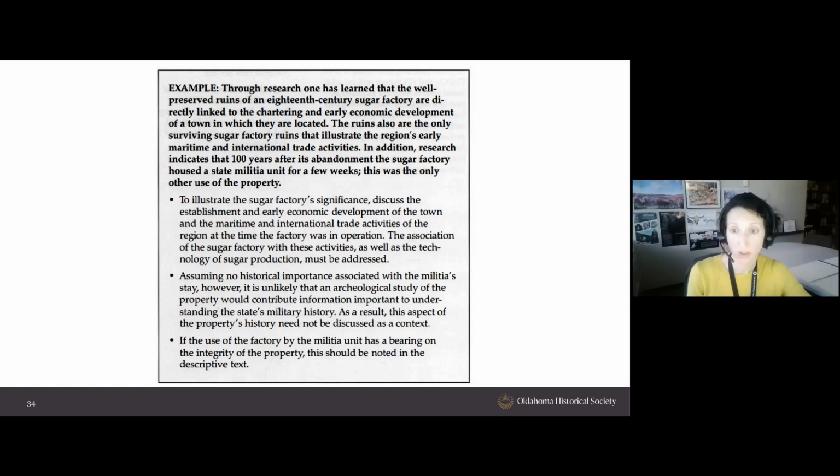However, assuming no other historical association with this militia stay, the Park Service tells us it's unlikely that an archaeological survey of this property is going to give us significant information relating to the state's military history. So we will not need to discuss a historic context of this militia in association with the property. They do note that if the militia unit has a bearing on the integrity of the property, so while the militia were at this property, they impacted some of the resources, perhaps some of the features, in a way that changed the integrity, then that needs to be discussed.